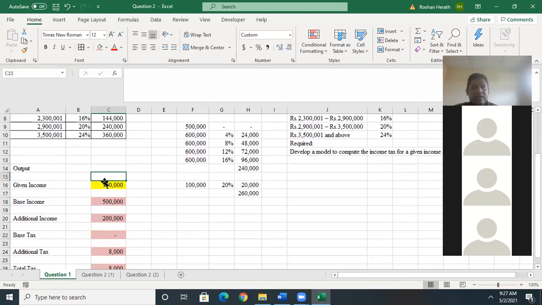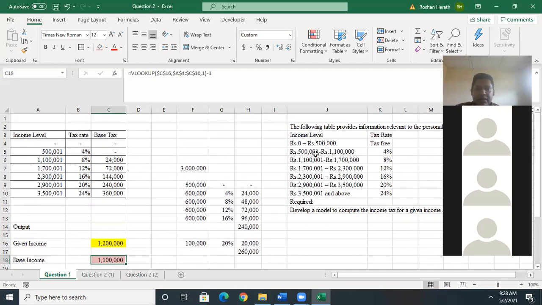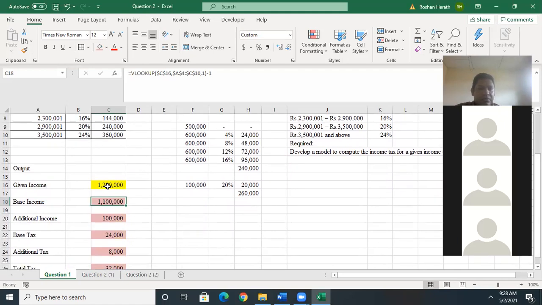But if you take this income level to be 1.2 million or something, yes, there is a base income of 1.1 million, because that person passes two levels, right? One level is up to 500,000, the other level is up to 1.1 million. Then the additional income is, once you deduct the base income from that person's income, the difference, which we call the additional income.